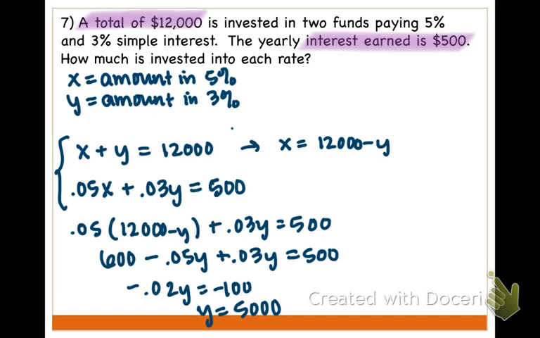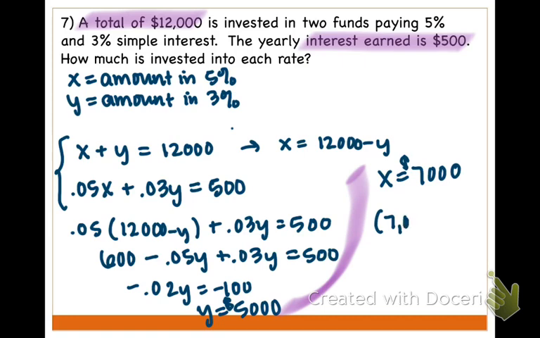I can plug that back into that top equation, any of the equations actually, and I can quickly get that my X then has to be equal to 7,000. And these are monies, these are accounts, so I get $7,000 and $5,000. I can write this as an ordered pair, or I can write it as X equals $7,000, Y equals $5,000. Okay, so those are my 2 accounts.